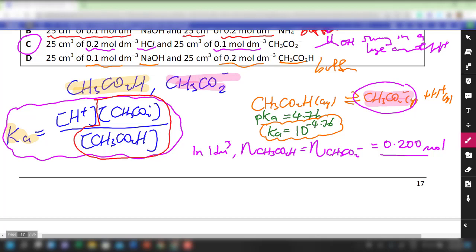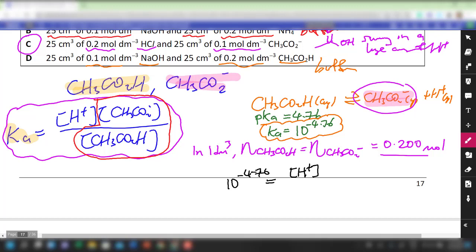I don't know whether you realize it, but that means I can easily calculate the pH of this particular buffer with the same amount of ethanoic acid and ethanoate. How do I do that? You know the pKa, right? So the Ka is 10 to the power minus 4.76. And then you don't know the concentration of H+, so you're supposed to calculate it.